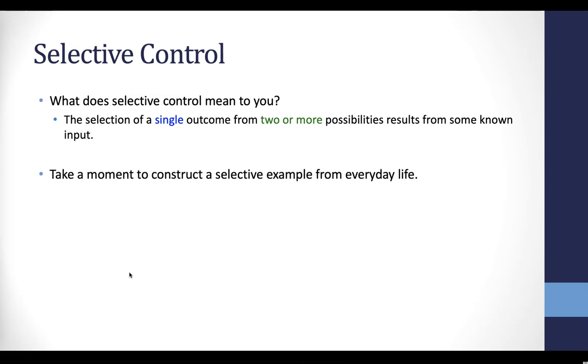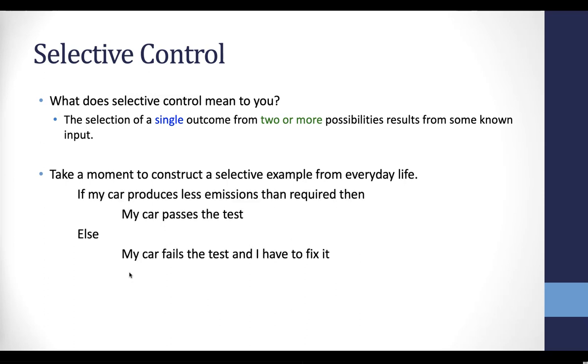There are so many examples that one could use for this everyday life example. So for example, I might say if my car produces less emissions than required, then my car passes the test. Otherwise, if my car doesn't produce less emissions than required, my car fails the test and I have to fix it. An example you might have come up with is, if it's lunchtime and I'm hungry, then I'll go get food. Otherwise, I'll continue working. Our life is filled with this idea of selective control.